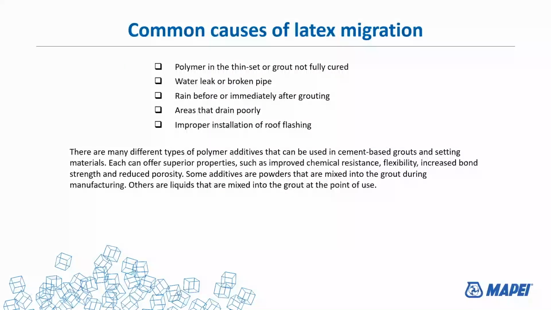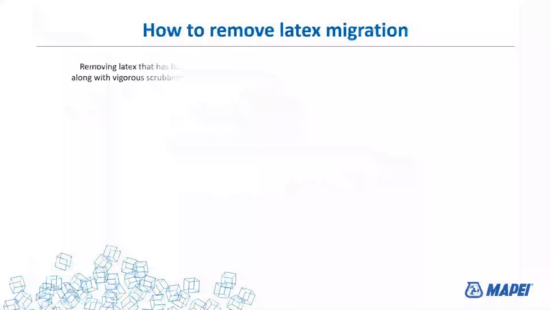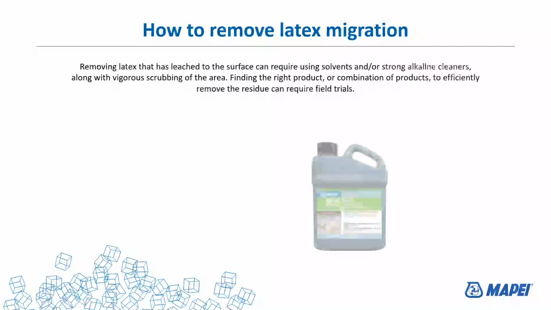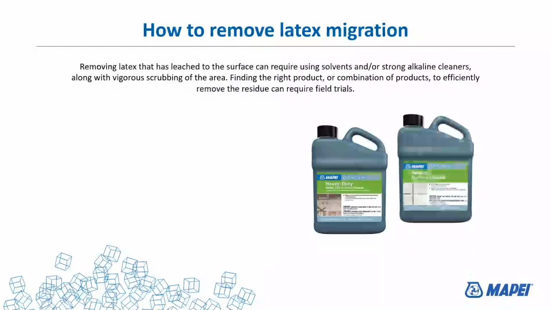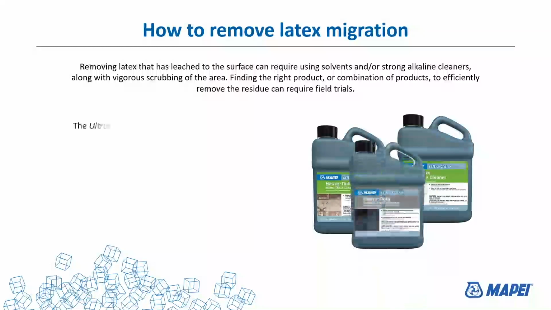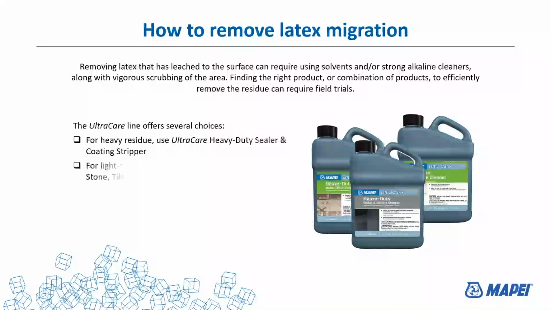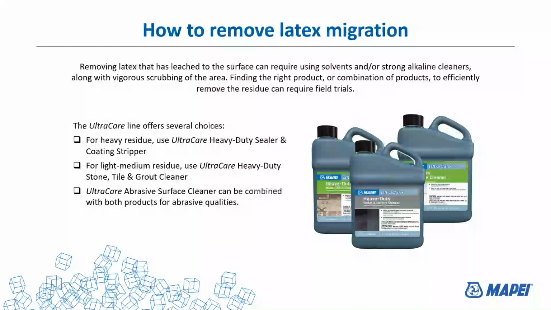Removing it basically requires identifying it to make sure that you're on the right track here. Once it's leached to the surface, sometimes it can require using solvents or strong alkali-type liquids like our Heavy Duty Stone Tile and Grout Cleaner. Vigorous scrubbing, finding the right product or the combination is really what you're trying to do. That's what we're trying to accomplish.